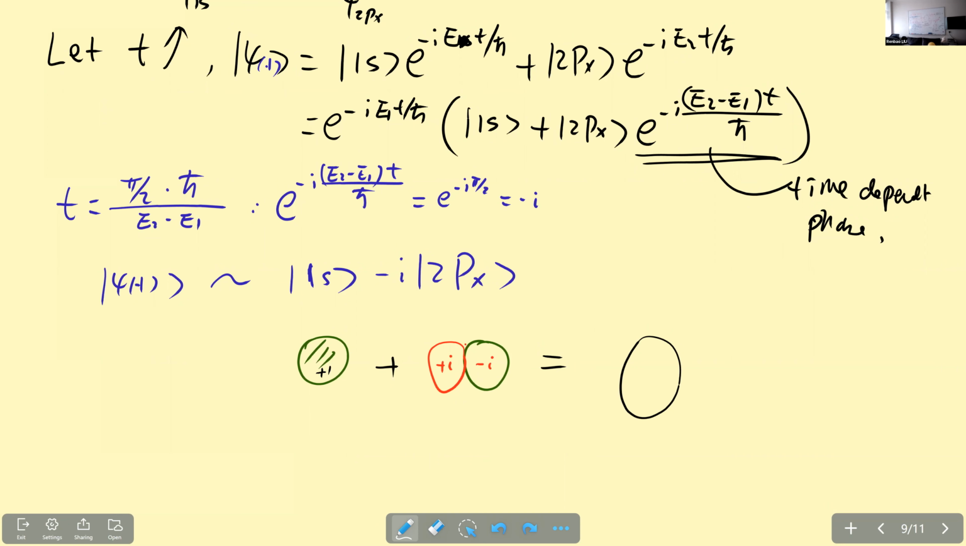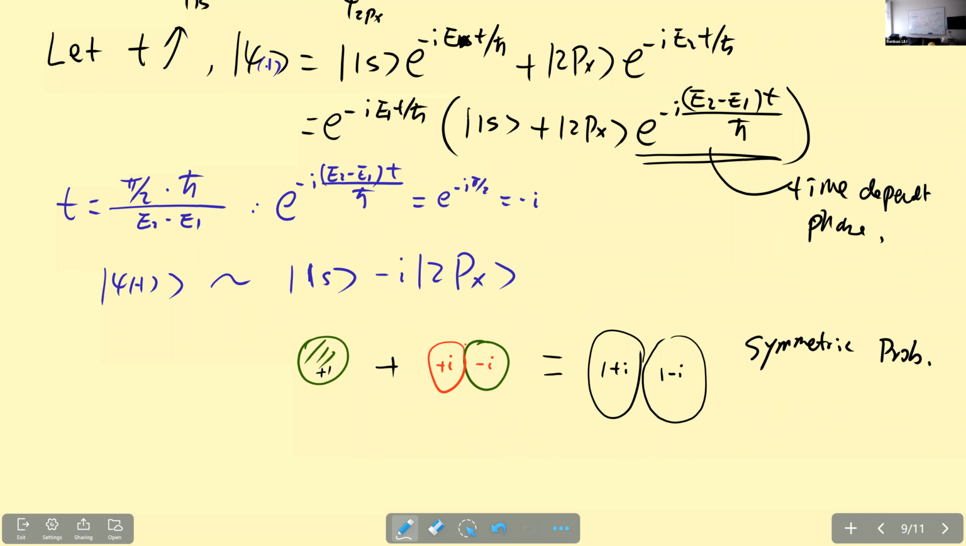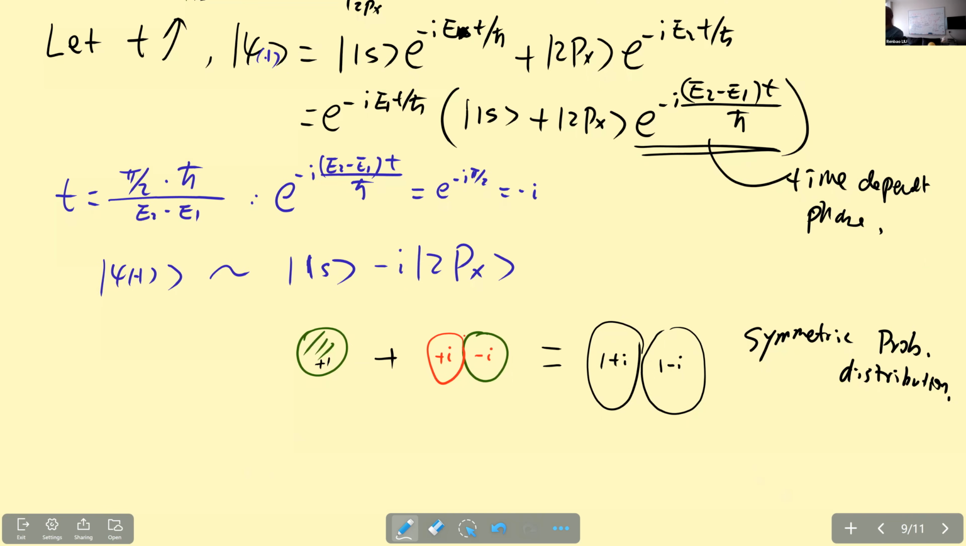Sorry, this is a bad drawing. So this is 1 minus i, and this is 1 plus i. Right. So you get a symmetric probability distribution, right? Okay. Let's continue this process.